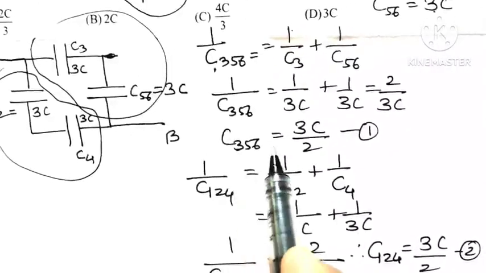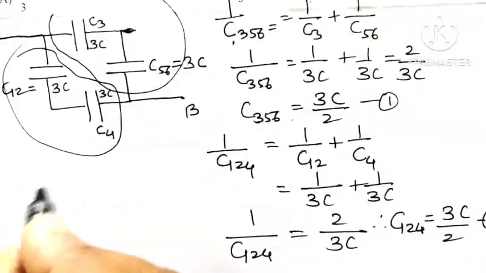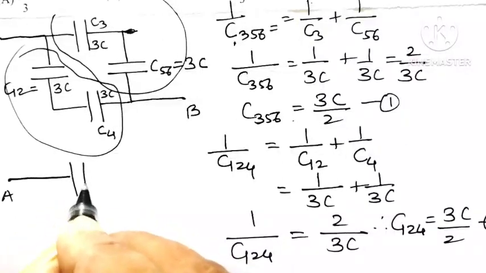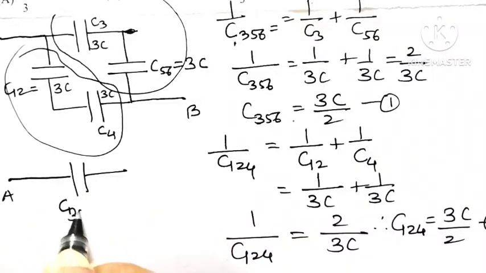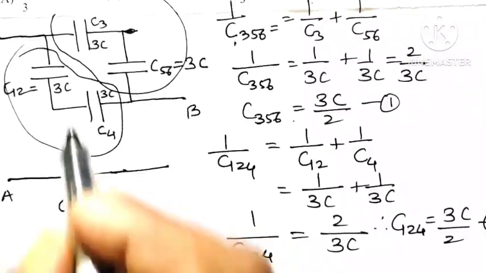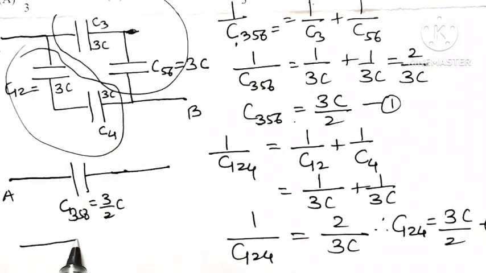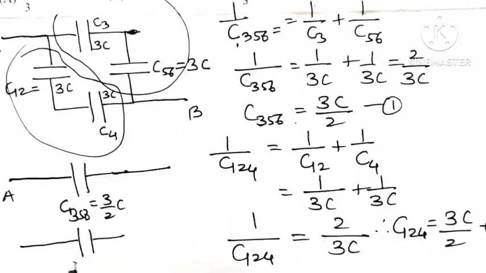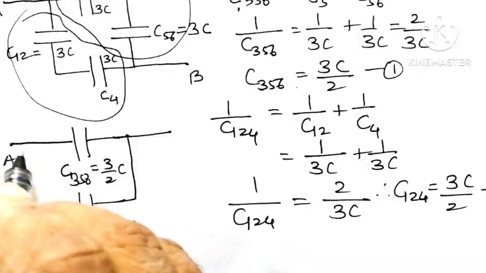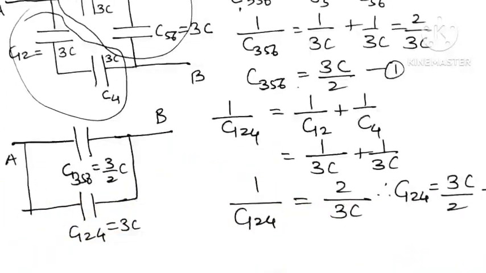So see here, this is our point A. Replace this series combination by a single capacitor, C356 equal to 3 by 2 C. And replace this lower combination again by a capacitor, C124 equal to 3 by 2 C, and here is the point A and that of B. So between points A and B, we now have a parallel combination of 3 by 2 C and 3 by 2 C.